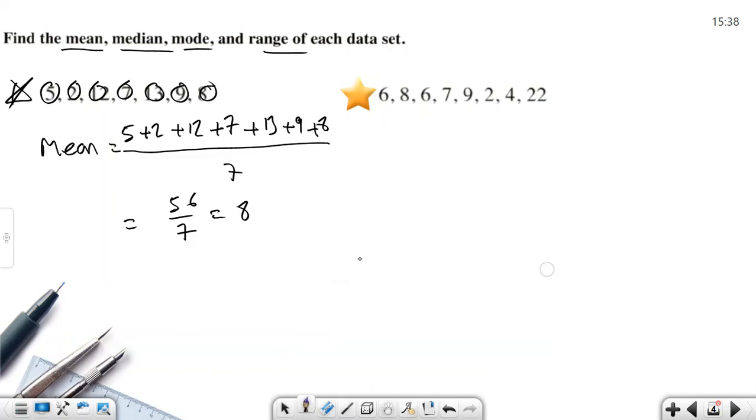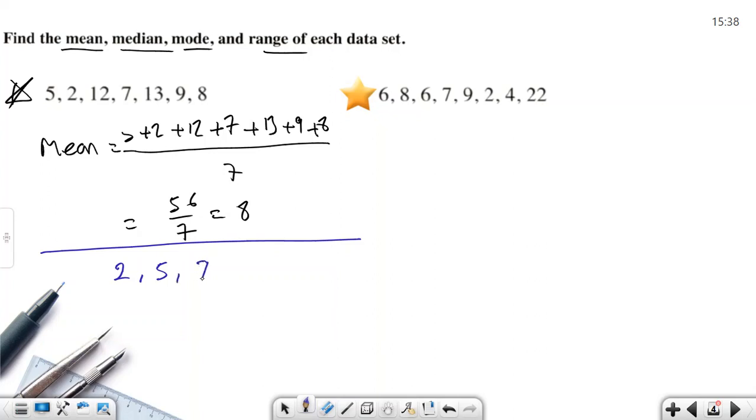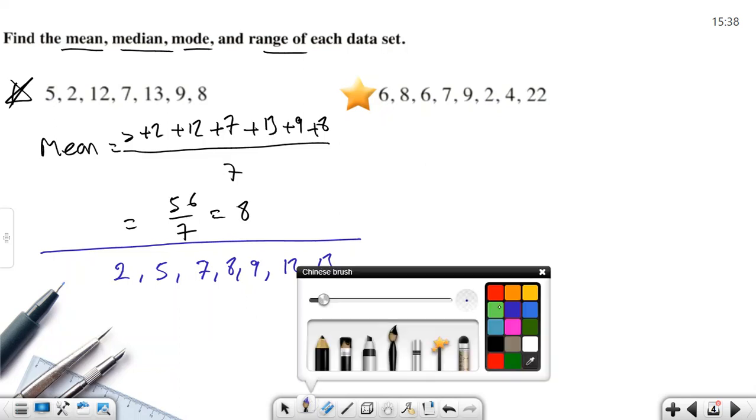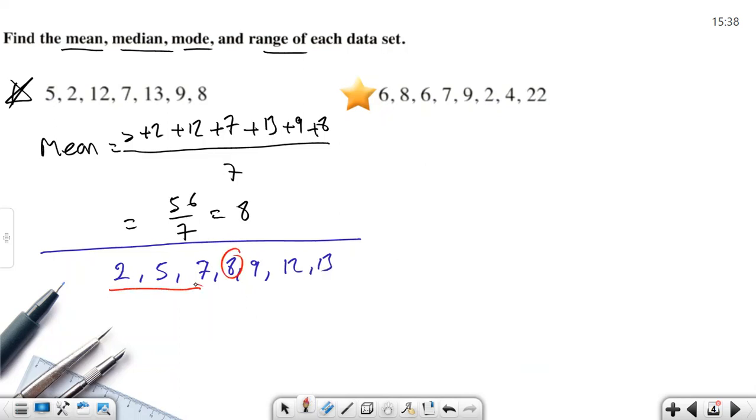Let's use another color to make it clearer. What is the smallest value here? 2, then 5, then 7, 8, 9, 12, and 13. 1, 2, 3, 4, 5, 6, 7. We have 7 values. At the middle, we have 8. Why? 3 from here, 3 from here. At the middle, 8. This is the median. Median equals 8. There is no repeating number: 2, 5, 7, 8, 9, 12, 13.